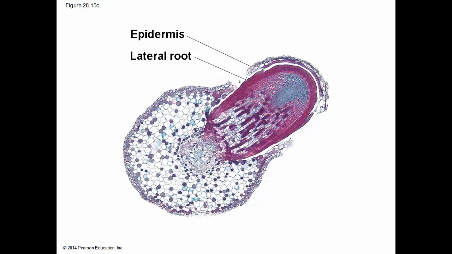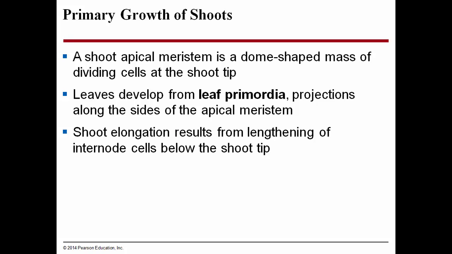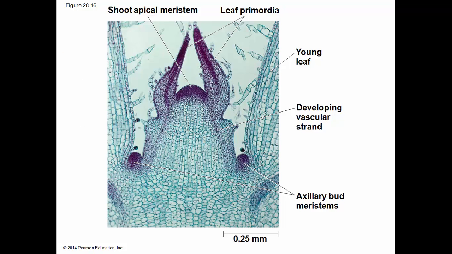Okay, this is a typical eudicot. Primary growth of shoots. A shoot apical meristem is a dome-shaped mass of dividing cells at the shoot tip. Leaves develop from leaf primordia projecting along the sides of the apical meristem. Shoot elongation results from the lengthening of internode cells below the shoot tip.